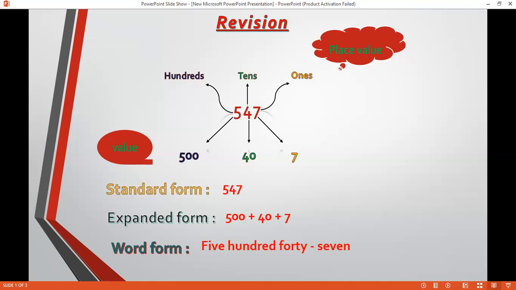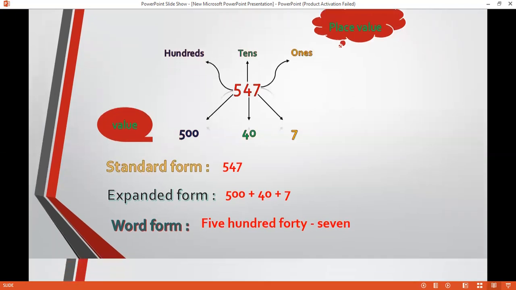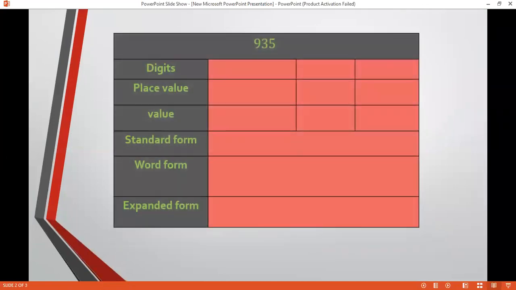This is the whole thing about place value, value, standard form, expanded form, and word form. Make sure that you know the difference between them. Let's take another example and solve it together. We have this table here. I made it to make it easy for you.